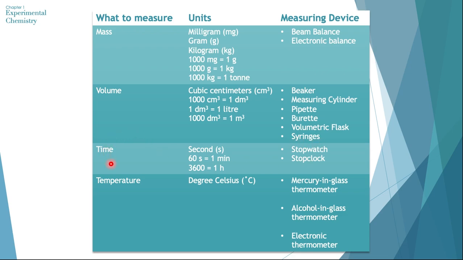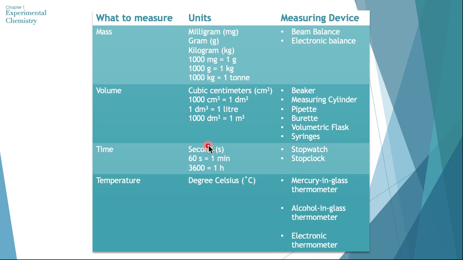Then we have time. The units of time are the seconds, the minutes, and the hour. 60 seconds are equal to 1 minute, and 3600 seconds are equal to 1 hour. And 60 minutes are also equal to 1 hour. And the measuring device we use to measure time is the stopwatch or the stop clock. Then lastly we have the temperature. The unit for temperature is the degree Celsius. Very simple. We also have Kelvin, but more commonly the degree Celsius is used. The measuring devices for temperature are the mercury in glass thermometer, the alcohol in glass thermometer, still almost the same thing, and the electronic thermometer.